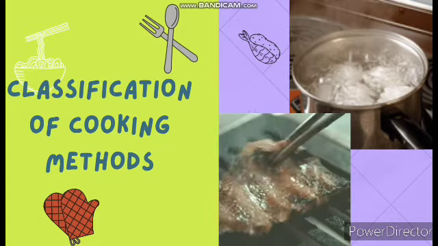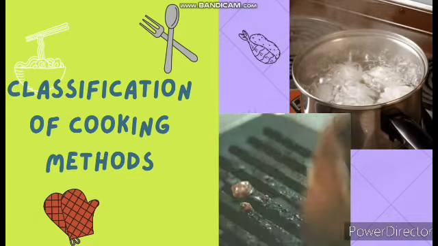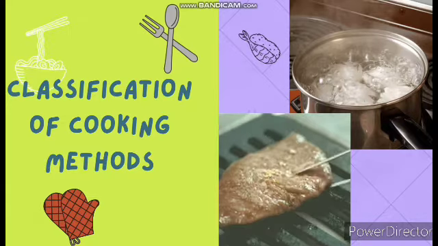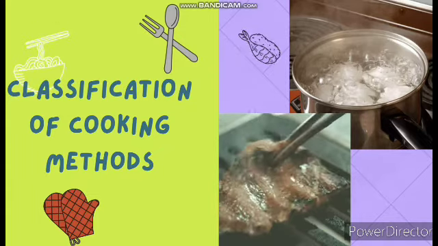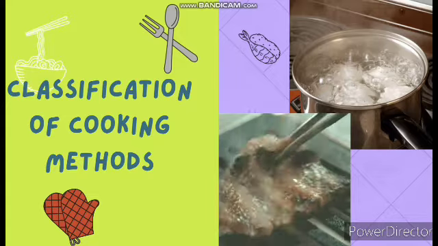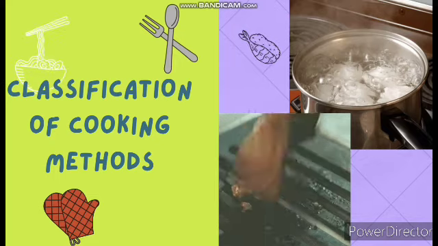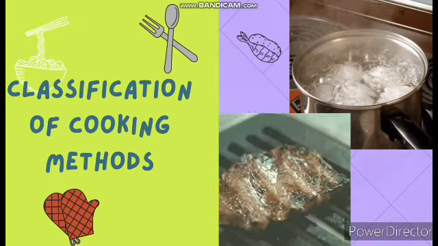The moist cooking method is when heat is applied through the medium of liquid. Under this category, we can find steaming, boiling, stewing, and frying. The dry method of cooking is when heat is applied directly to food. Under this category, we have baking, roasting, and grilling. Each of these methods uses heat to affect food in a different way.